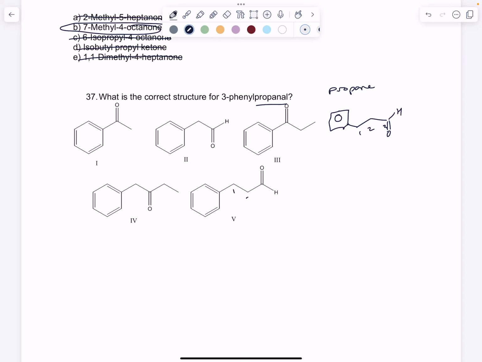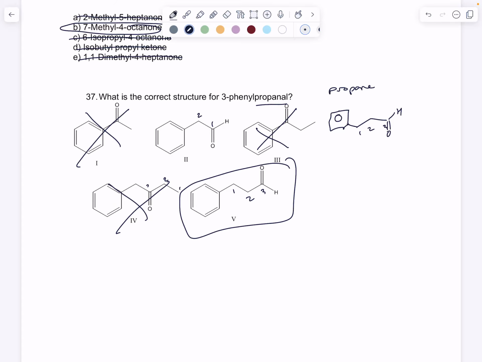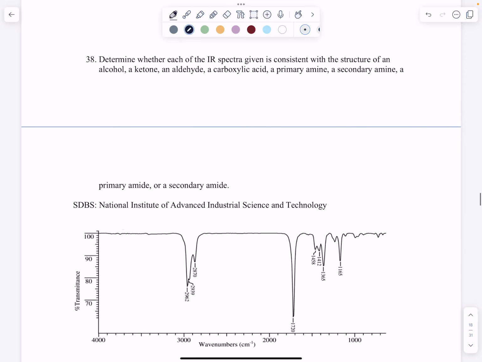So let's just start by numbering 1, 2, 3 carbons. 1, 2. This is a ketone, so that doesn't work. This is a ketone too, so that doesn't work. That's acetophenone. And this is a ketone. So just by knowing that -al is an aldehyde, that helps us out a lot. And then if you can count to 3, then you got it. So answer choice E.